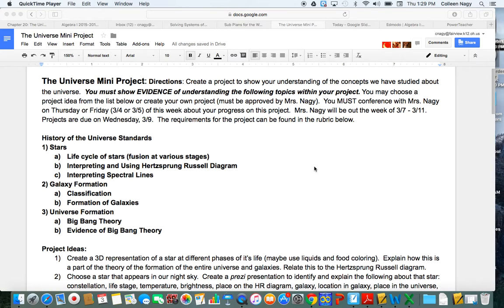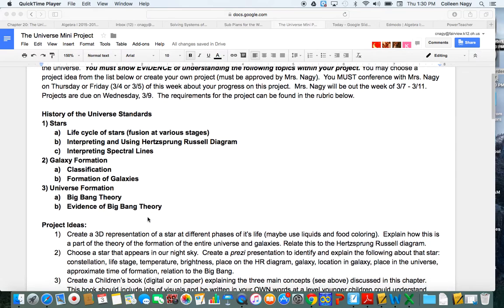There were three main topics that we covered this year in class: stars, including the life cycle of a star, focusing on fusion, interpreting and using Hertzsprung-Russell diagrams, and interpreting spectral lines. Galaxies, we talked about the three types of galaxy classifications, and then the formation of galaxies, clusters, star systems, those sorts of things. And then we talked about the Big Bang and the evidence.